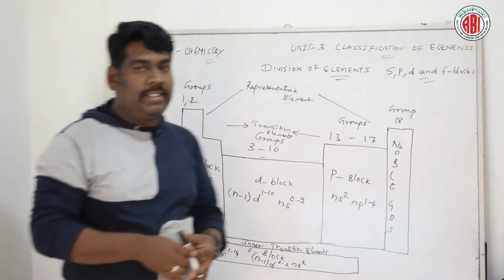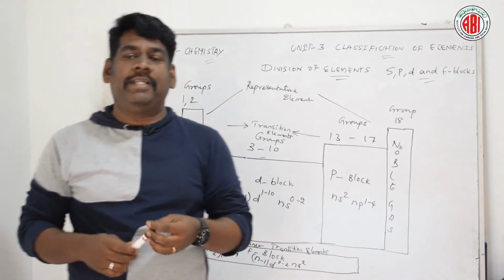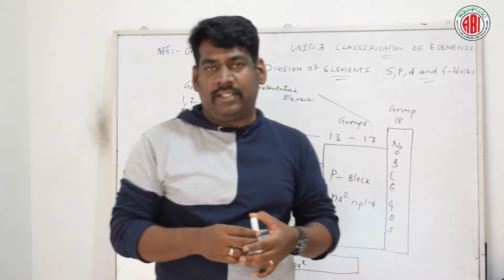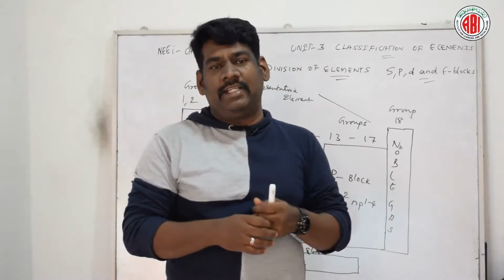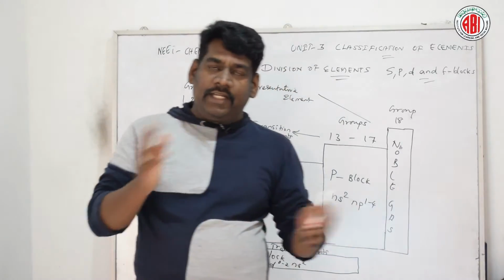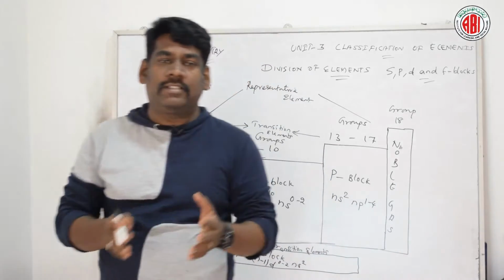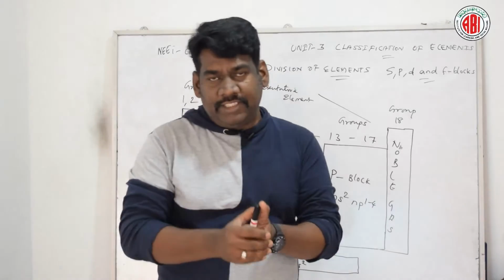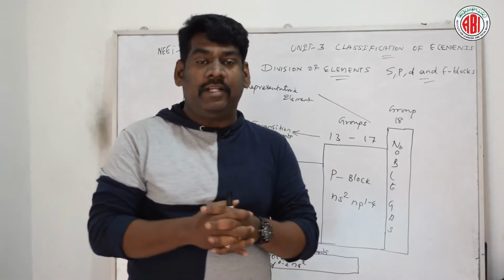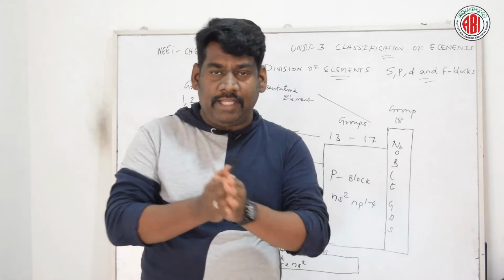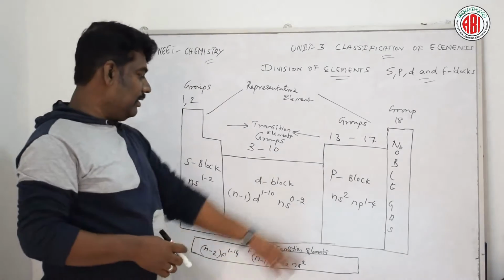These four major blocks are denoted with the letters S, P, D, F based on the orbitals. This division of elements is based on the electronic configuration of the atom. Based on that, these blocks of elements have been divided. The elements involving the filling of a particular orbital, S, P, D or F, are grouped together, which is shown in this picture.